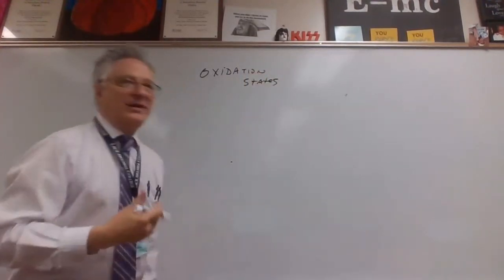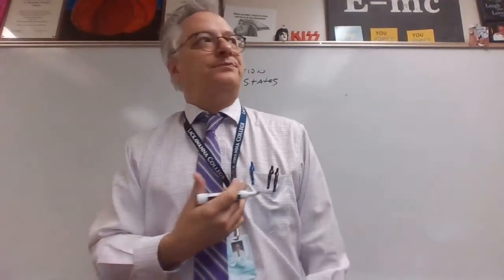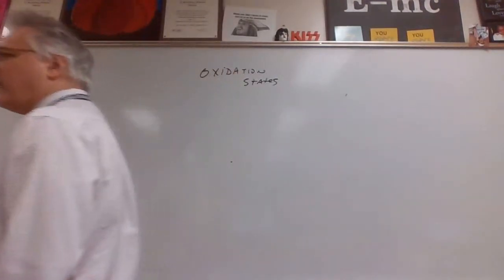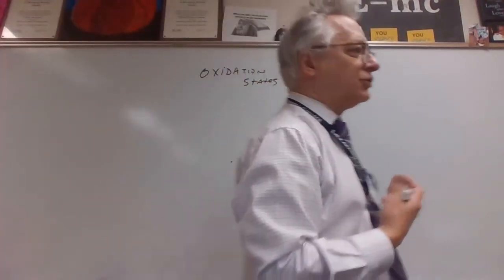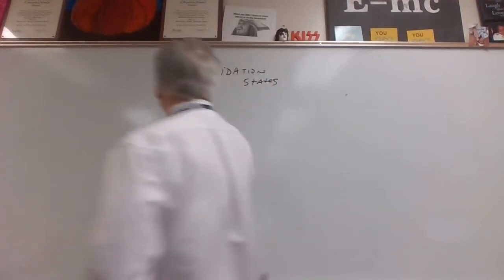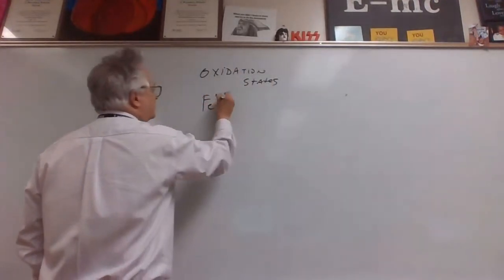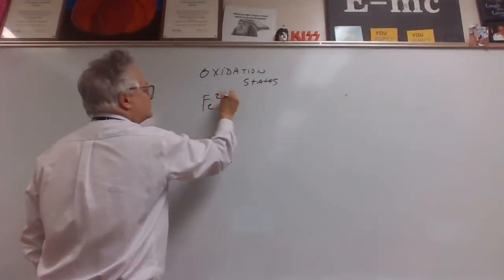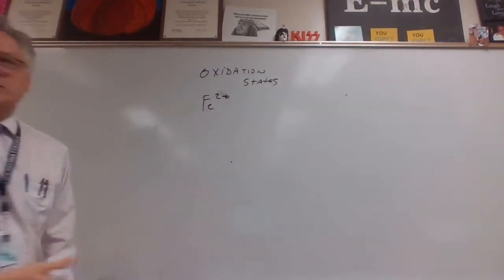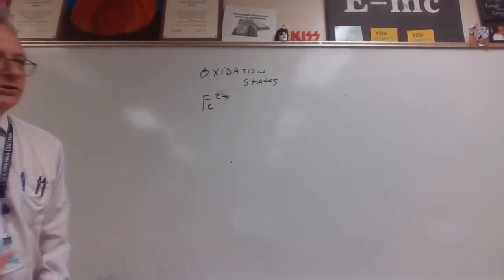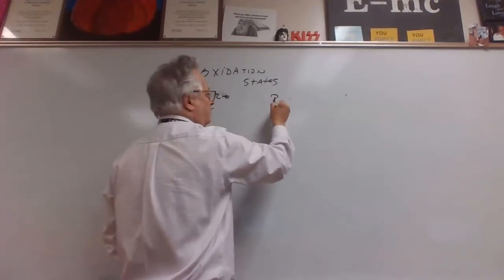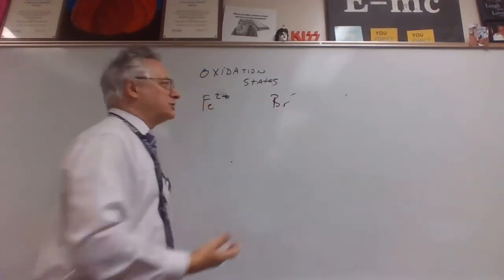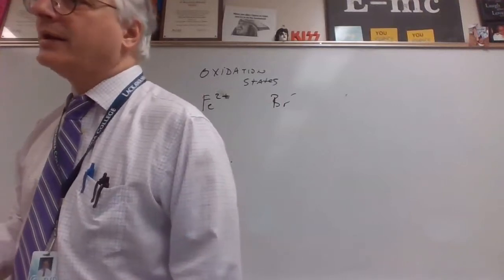and most of them are really kind of obvious. For example, if I have an ion, the oxidation state is the same as the charge on the ion. So if I have Fe plus 2, the charge is plus 2 and the oxidation state is plus 2. If I have Br minus, the charge is minus 1 and the oxidation state is minus 1.